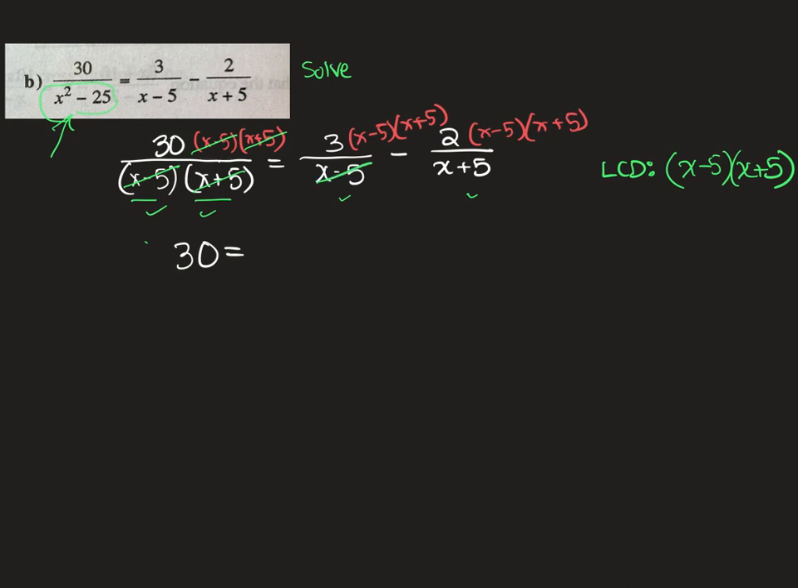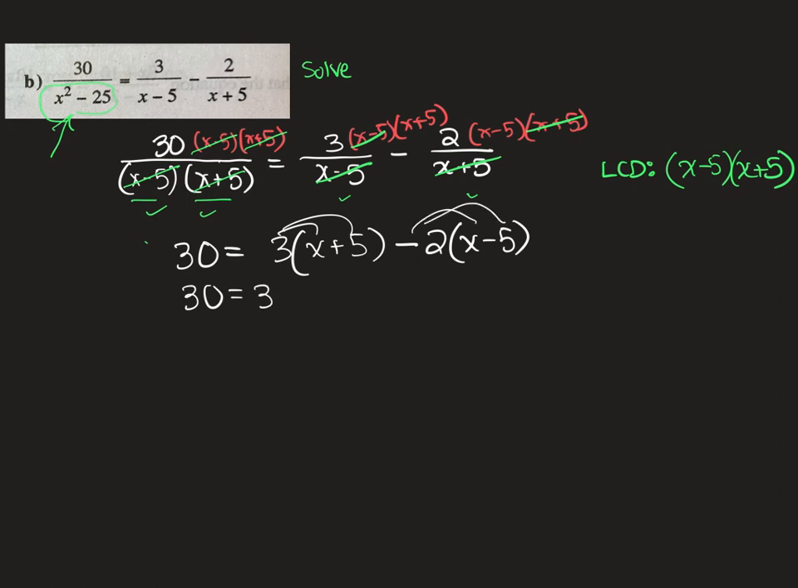Okay, next one, the x minus 5 divides, and we're left with 3 and x plus 5. And then minus, and for that final one, the x plus 5 divides, and we're left with 2 bracket x minus 5. And then from there, we just simplify the right-hand side, multiply the 3 through, multiply the negative 2 through to get 3x plus 15 minus 2x plus 10. Don't forget that's negative 2 times negative 5. And then collect like terms on the right-hand side. So 3x minus 2x is going to be 1x, plus 15 plus 10 is going to be plus 25.